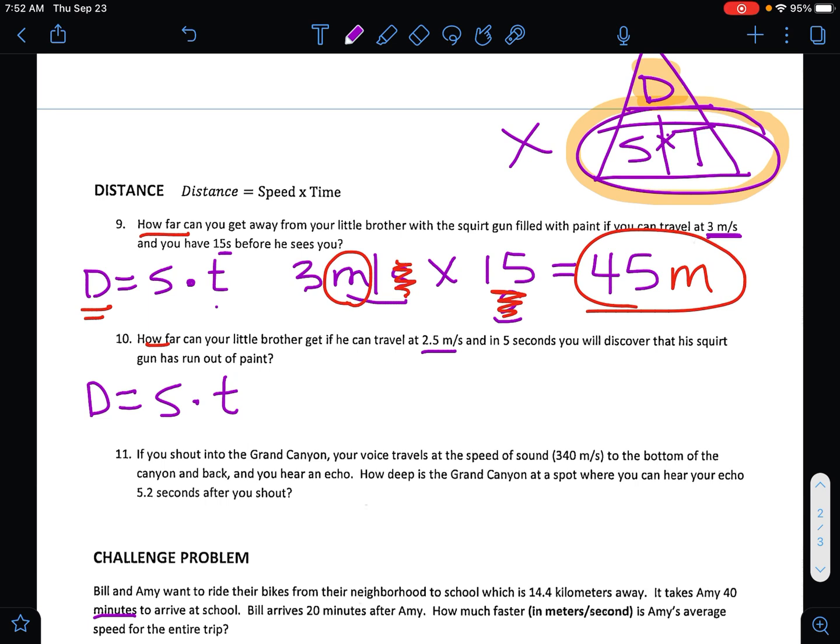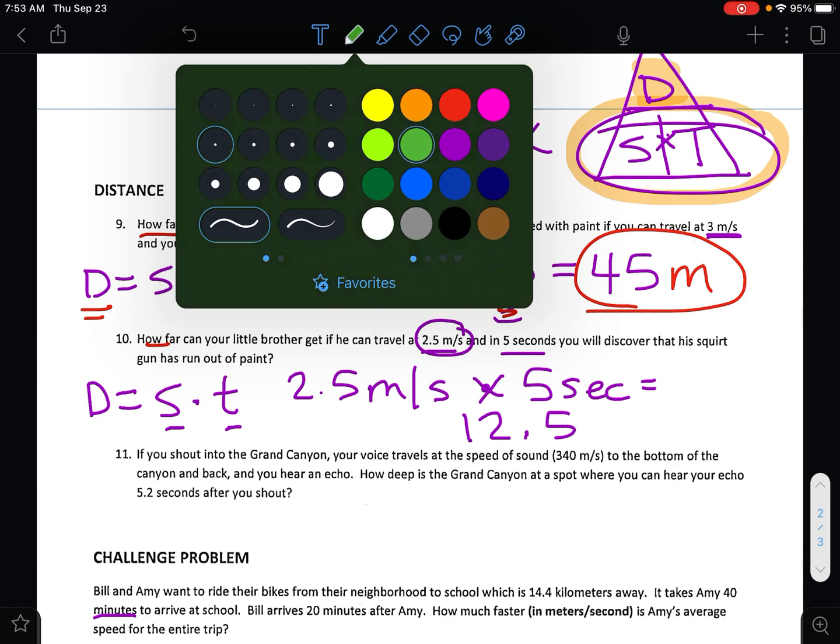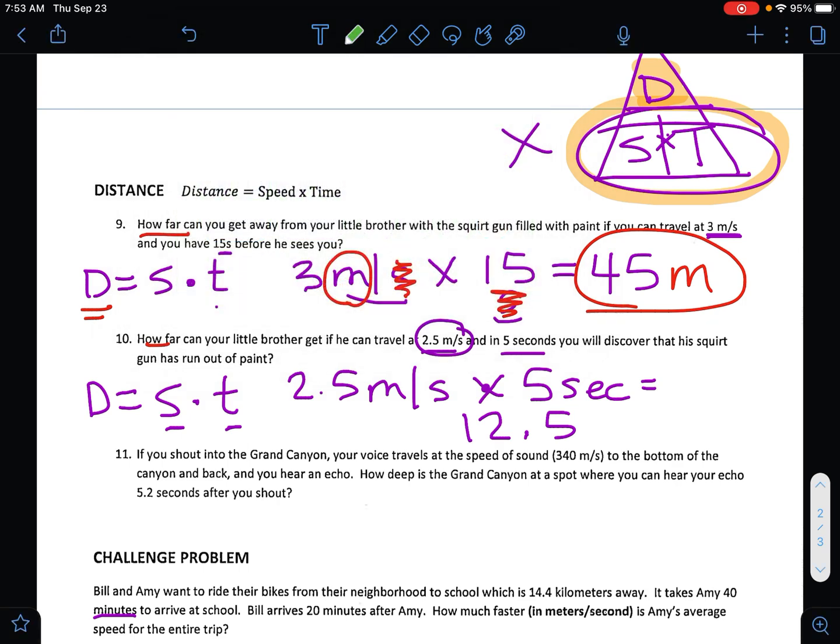Okay, so let's look at speed. I know that this is my speed unit because it has 2 parts to it, a distance and a time. And I'm going to multiply that by 5 seconds, which is my time. Okay, so I'm going to put this into my calculator, and 2.5 times 5 equals 12.5.